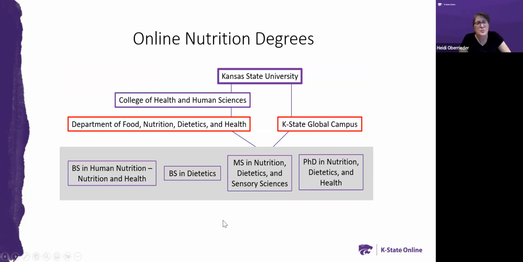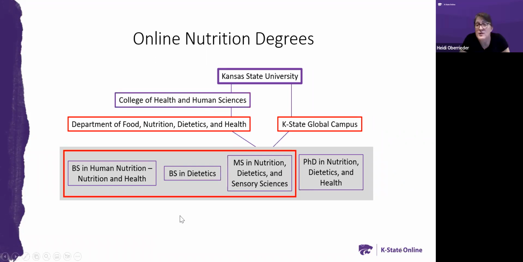So this is all three of the degrees that we have. You'll see at the top, this is K-State, and there is the College of Health and Human Sciences, and then the Department of Food, Nutrition, Dietetics, and Health. Within that department, we partnered with Global Campus, and we offer actually 3 online degrees, the 3 that are in the red box.